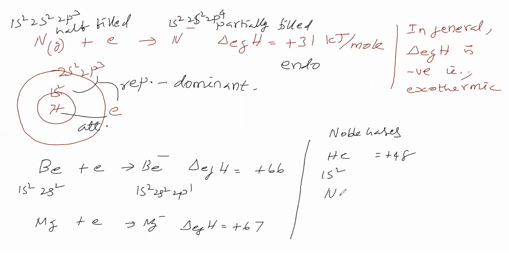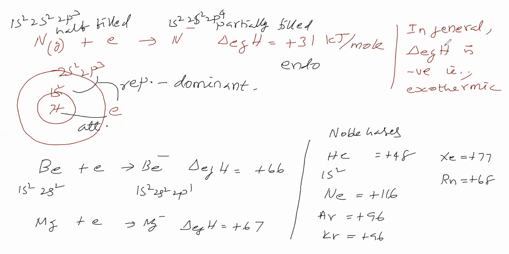Now neon: plus 116. Next argon is plus 96. Krypton is plus 96. Then xenon is plus 77. Then radon is plus 68. So all these are endothermic. Generally, if you see exothermic values, there are many exceptional cases regarding electron gain enthalpy.